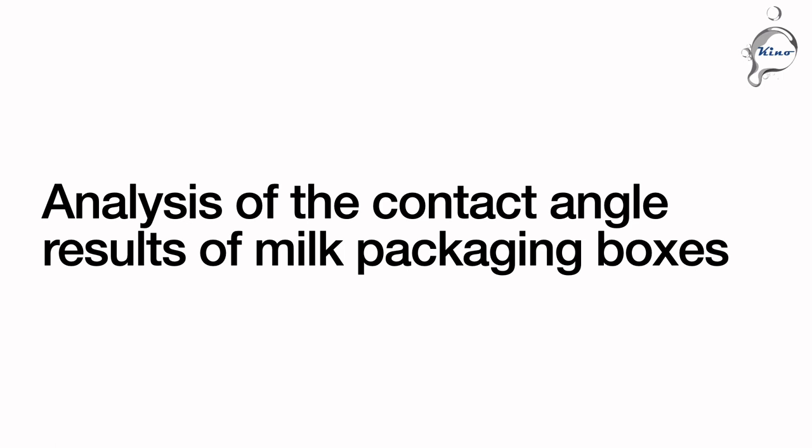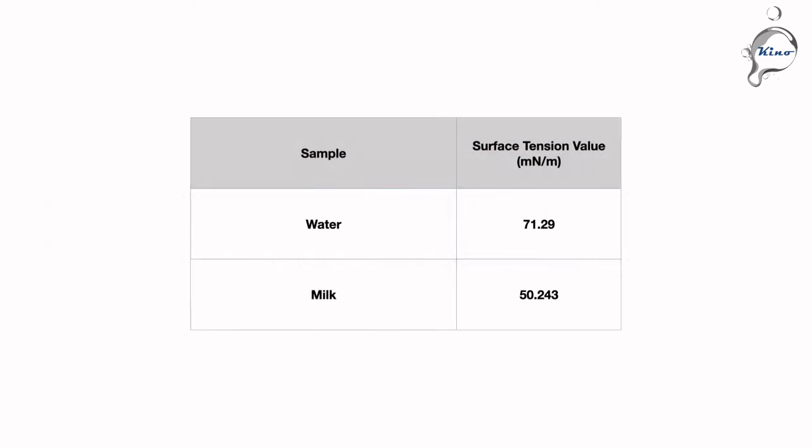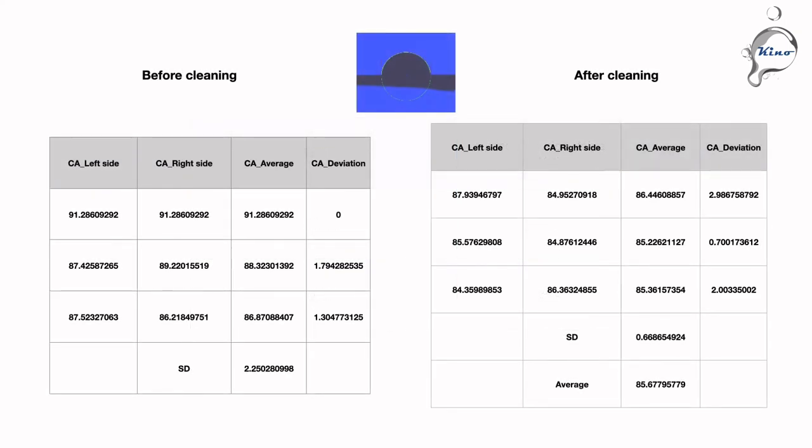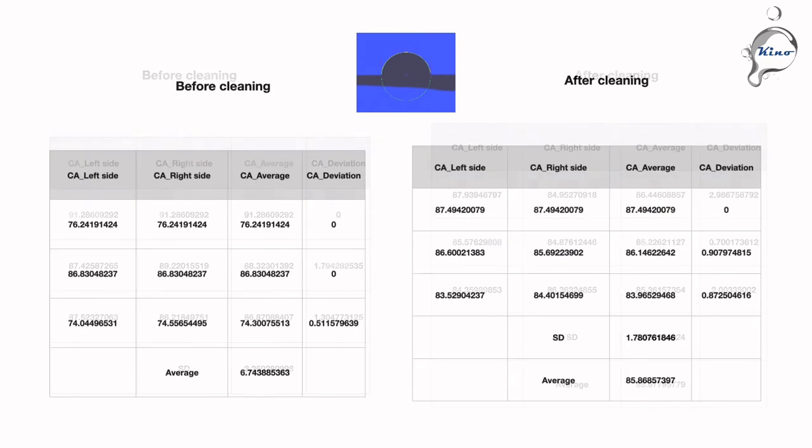The analysis of the contact angle results of milk packaging boxes. It can be seen that more water is added to milk, differentiating from fresh milk. These are the contact angle results of water on sample 19528. These are the contact angle results of water on sample 19110.